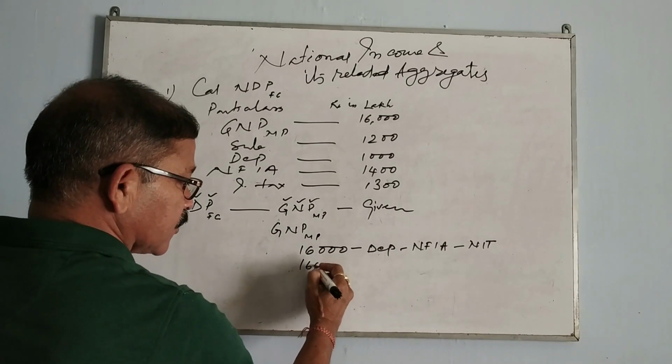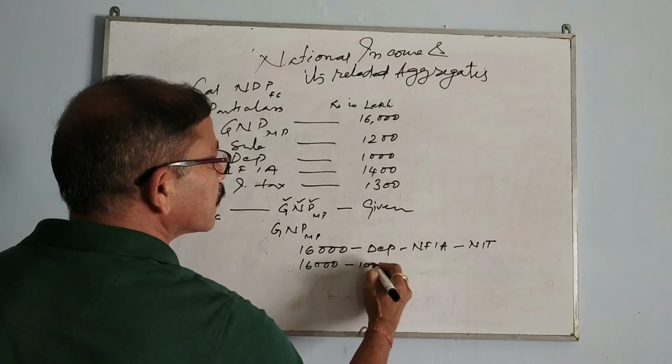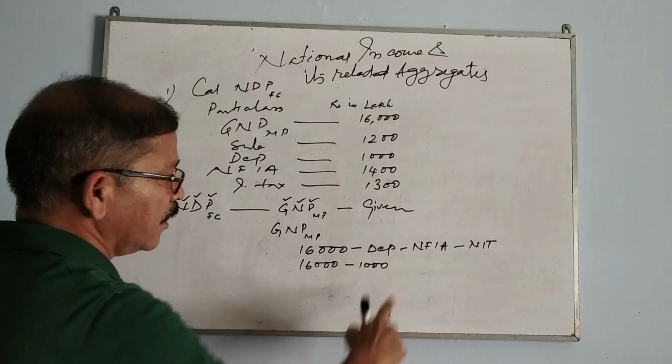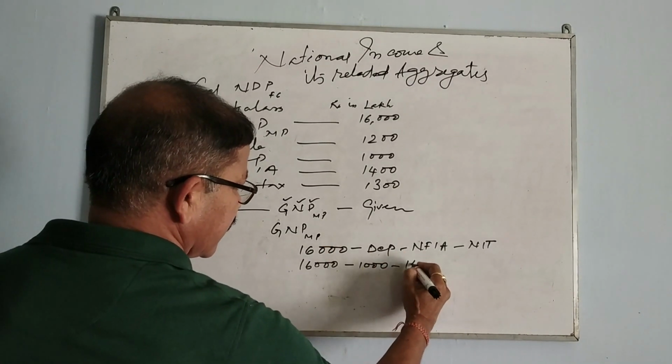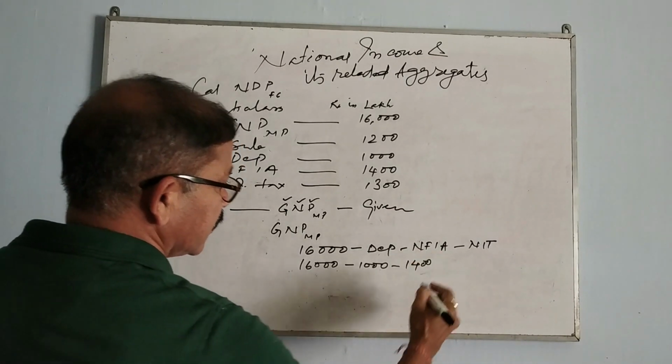Now 16,000. What is depreciation? Depreciation is 1,000. What is NFIA? NFIA is 1,400. What is now NIT?